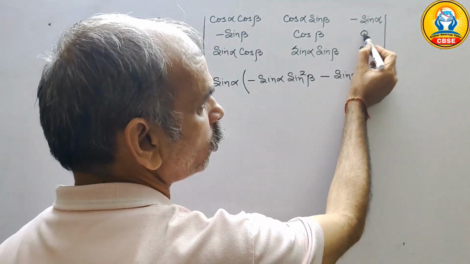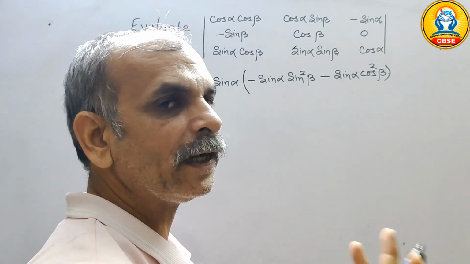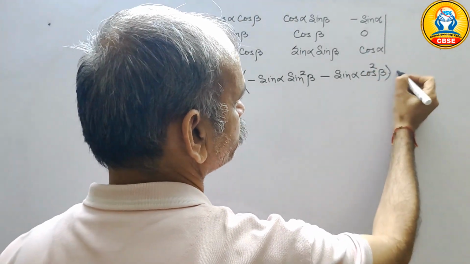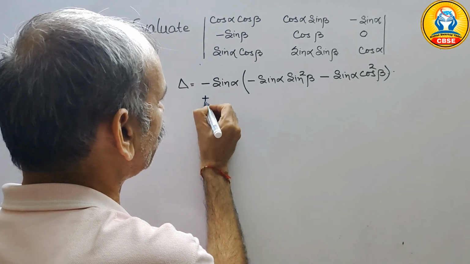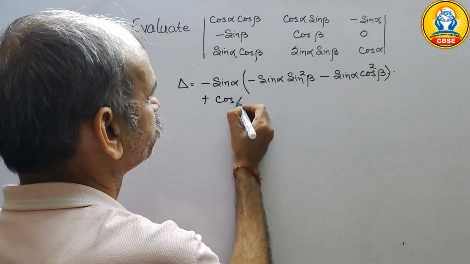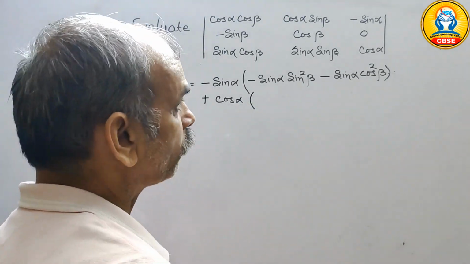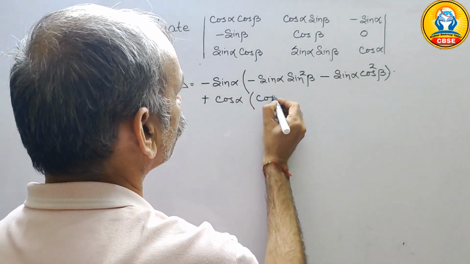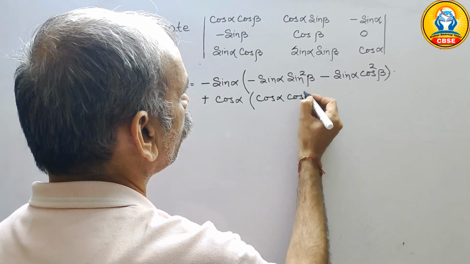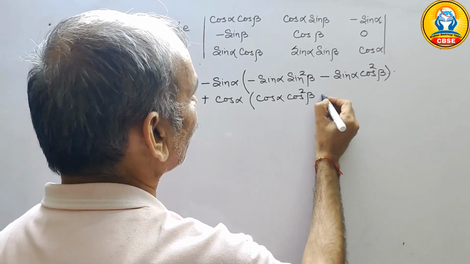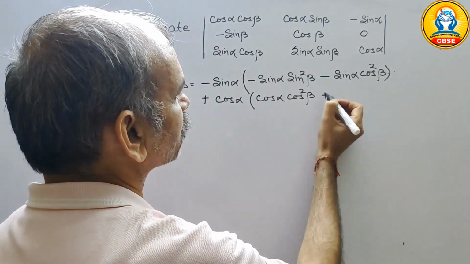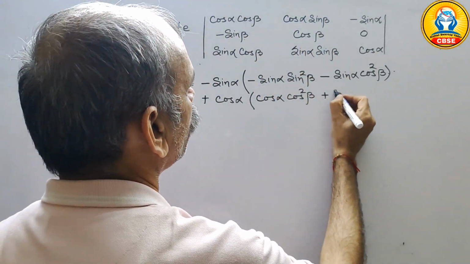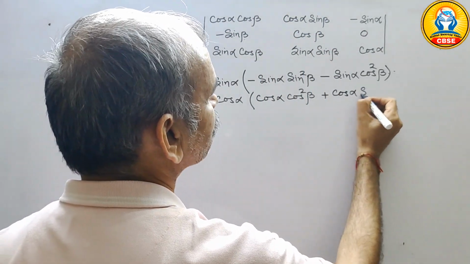Next we have 0, need not solve it. Why? Because 0 into any number or any term gives you 0. So here again comes positive. So we will write here plus cos alpha. So now solve it. Here we have to multiply this and this. So we will get cos alpha cos square beta, minus into minus is plus, so here comes your cos alpha and sin square beta.